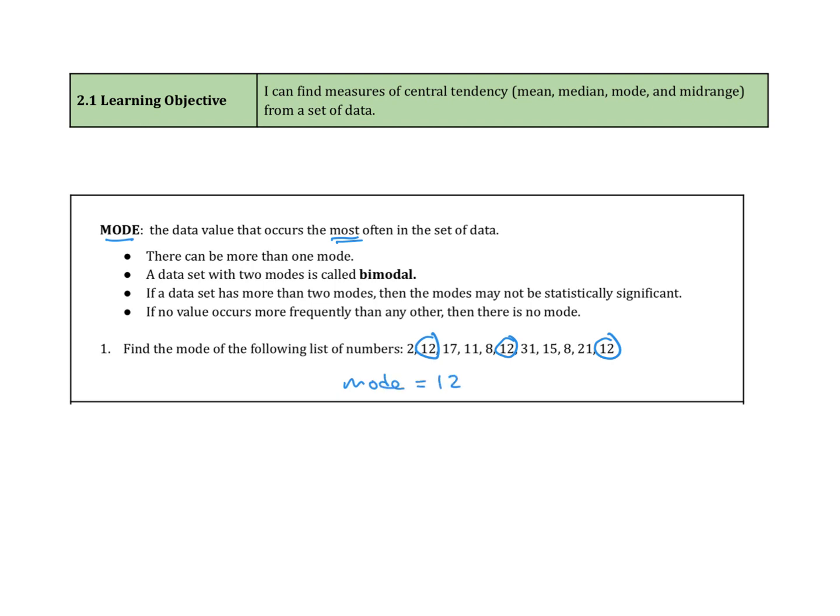Notice I did not put the numbers in order from least to greatest. I did not need to, but I could have. It might have made it easier to find the mode, but I don't have to do that.